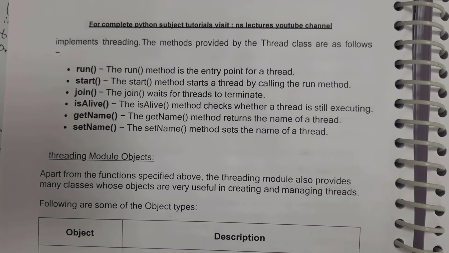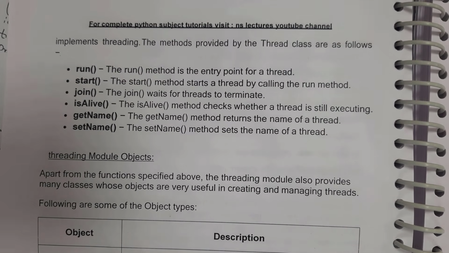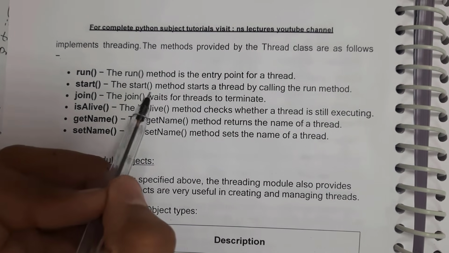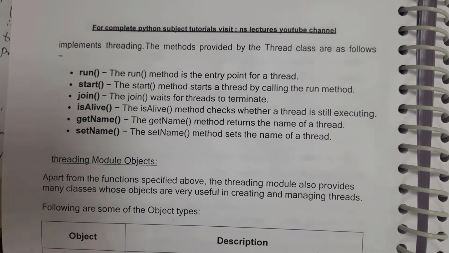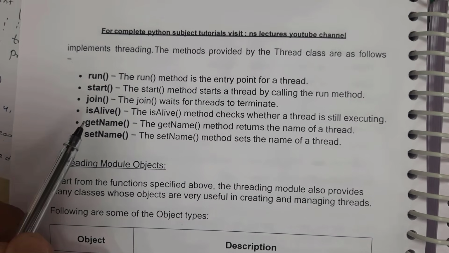For example, there are two threads. They are T1 and T2. Only after termination of first thread, it will execute another thread, and this can be achieved by using join method, because join method waits for threads to terminate. And similarly, next one is isAlive method. The isAlive method checks whether a thread is still executing. isAlive method will check whether thread is still executing or not.